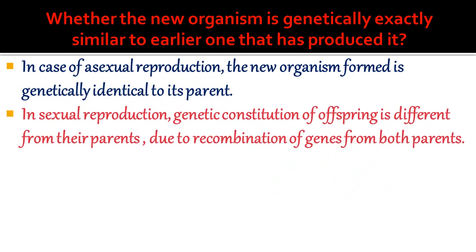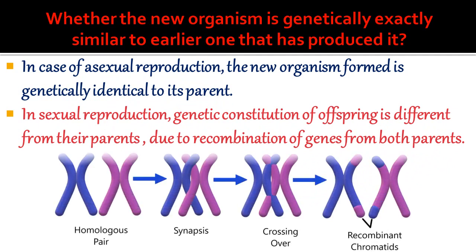And next is sexual reproduction, in which the genetic constitution of the offspring is different from their parents due to the recombination of genes from both the parents. Here you can hear terms like homologous pair, recombinant chromatids, crossing over; all this process you will get in my lesson, that is, life processes in living organisms part 1.